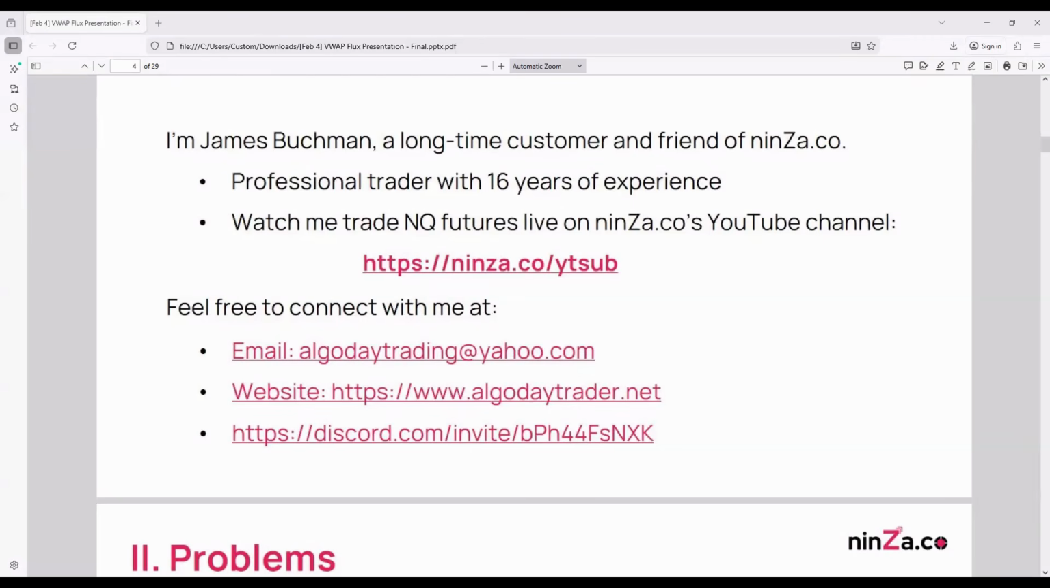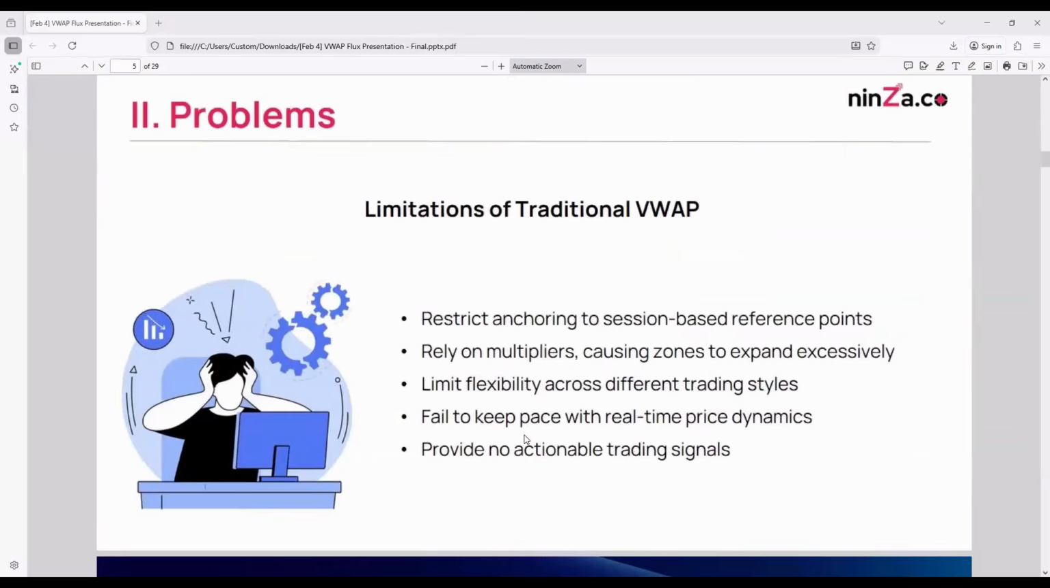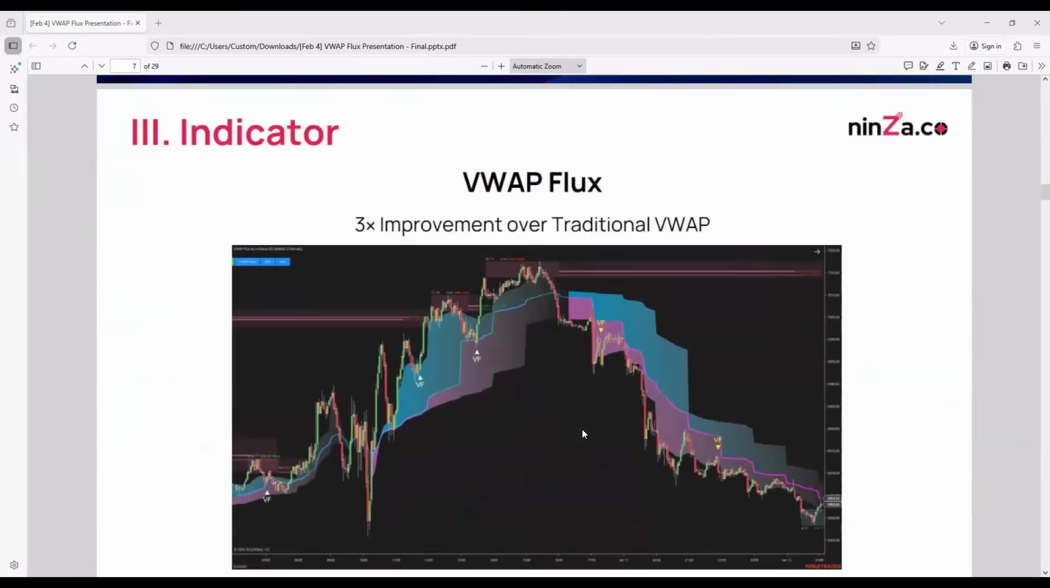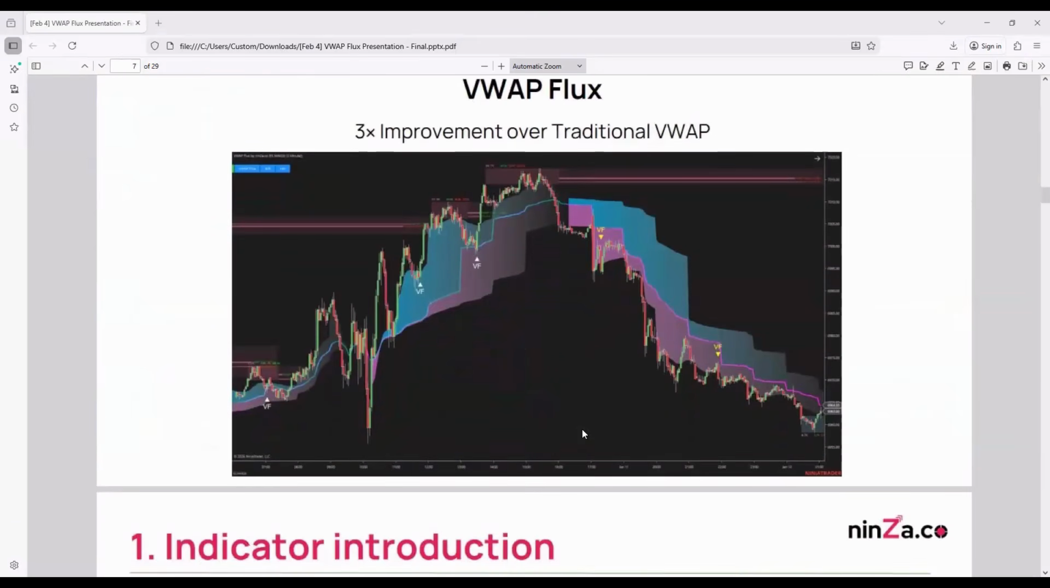Does anyone here use VWAP to make trading decisions? I'm just kidding. VWAP is a legitimate tool, and of course there is a free version. The problem with the regular VWAP is that it is static. Now, what I mean by that is obviously it's moving, but it's anchored to one time frame.